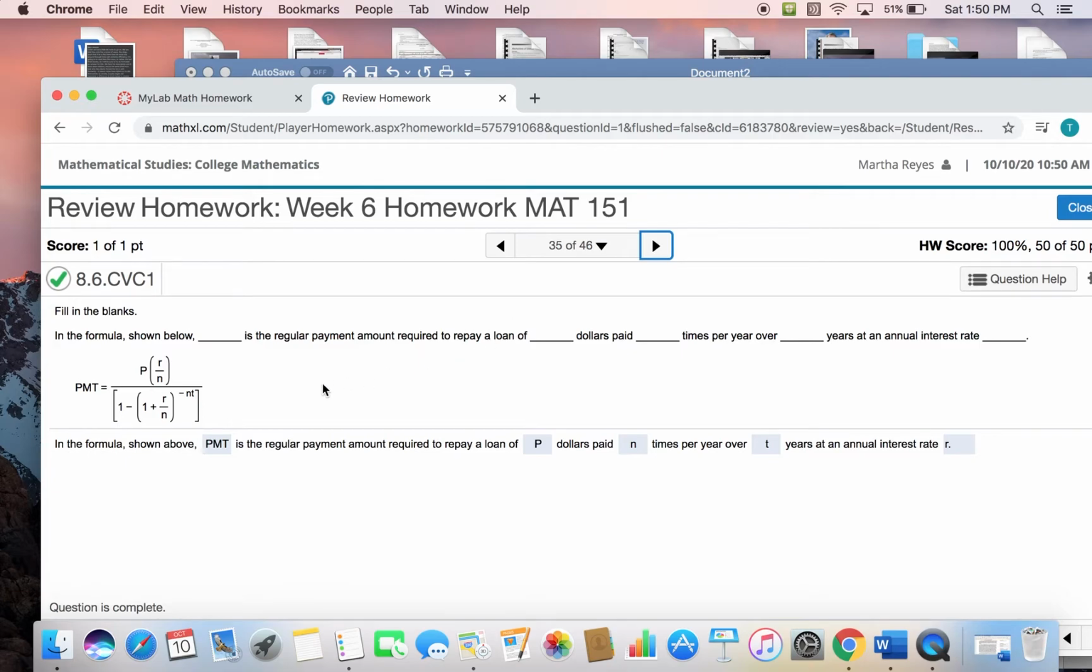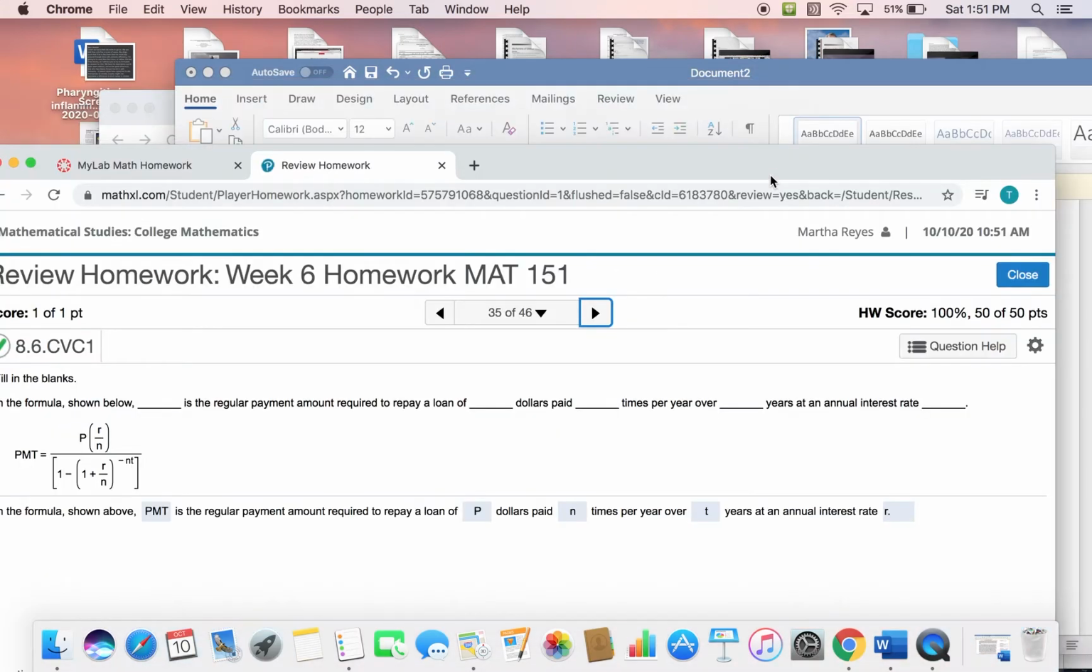Okay, this is the most complicated equation, payments. PMT is the regular payment amount per month when you need to repay a loan of P dollars that's paid N times a year, over T years at an annual interest rate R. So this is the hardest thing to do. You can just look up a payment calculator as well.